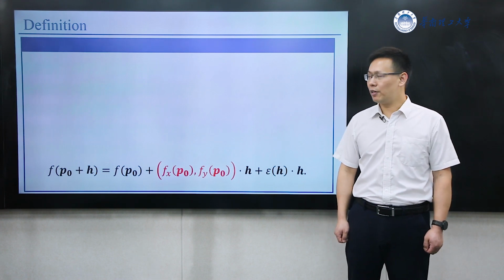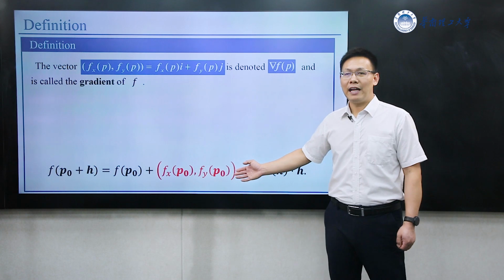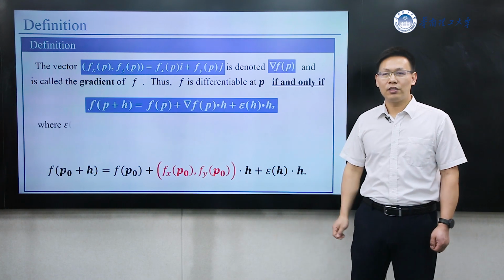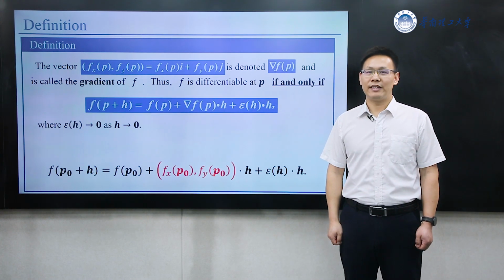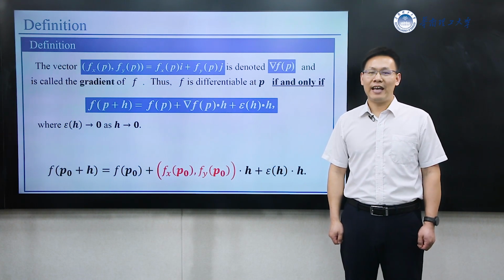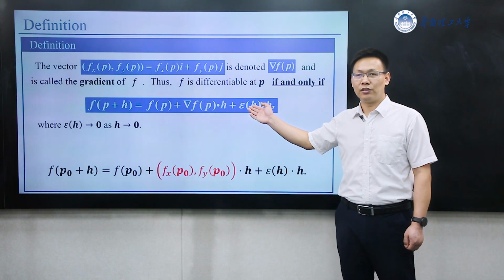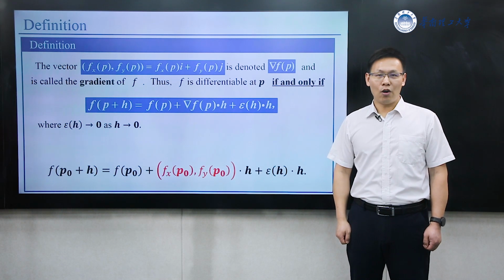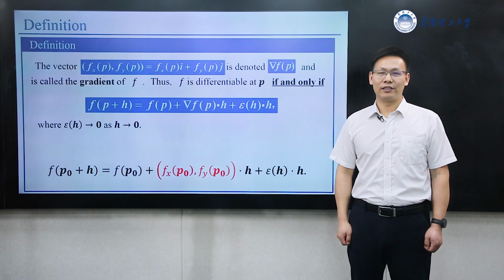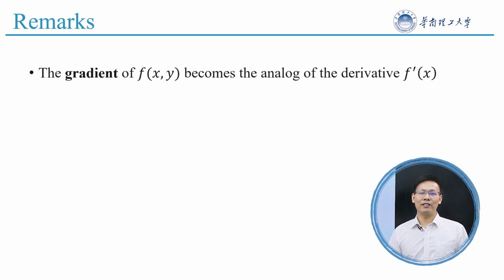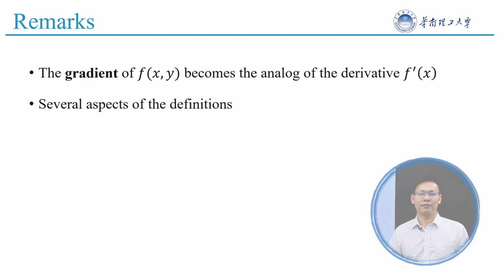In the formula below, the red vector is denoted by this sign, and it's called the gradient of f. Thus, f is differentiable at P if and only if the next expression holds. The operator is read 'del' and is often called the del operator. In the sense described above, the gradient of f(x,y) becomes the analog of the derivative f'(x).